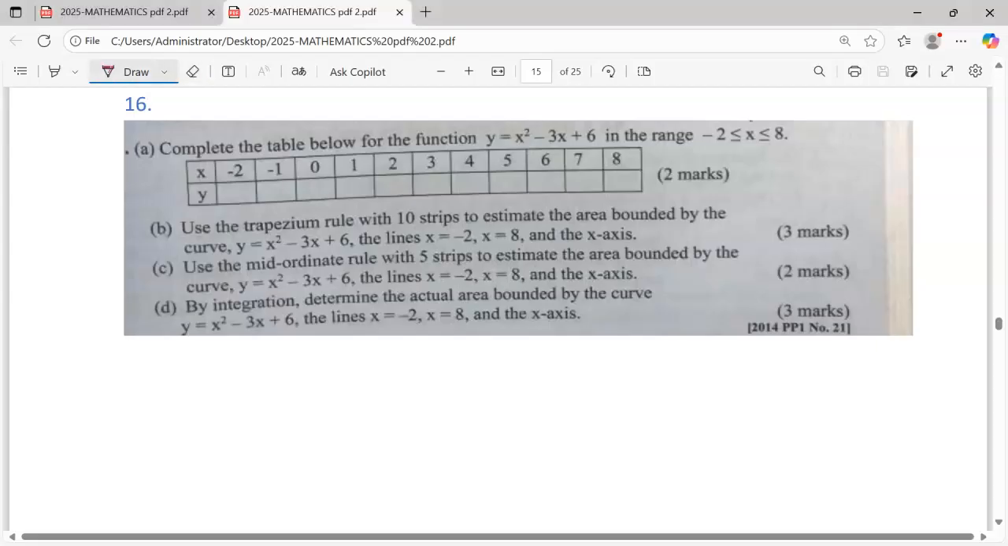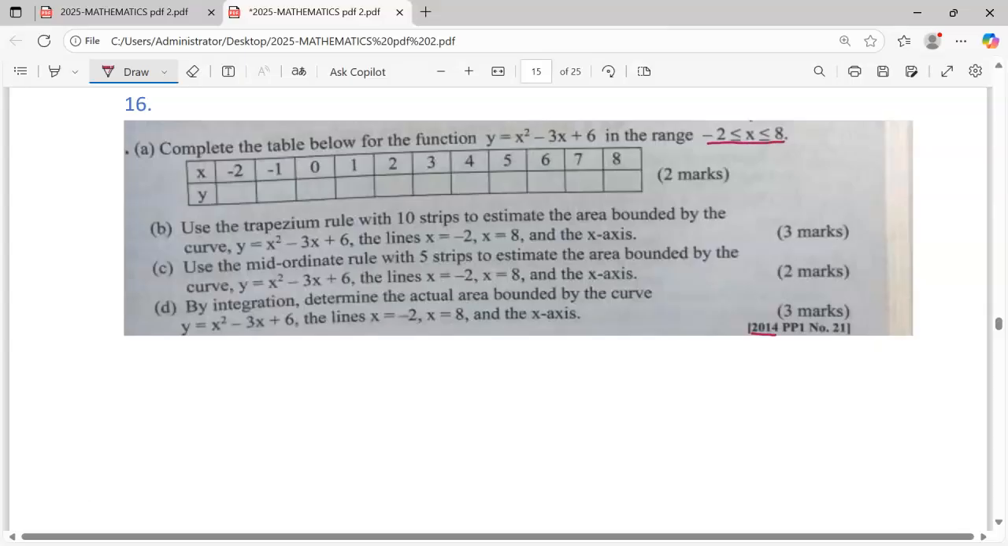We are presenting a question that was done in KCSE 2014 paper 1 question number 21, a question on area approximation. We approximate area using the trapezium rule. We have the mid-ordinate rule and also integration. The first part of the question reads: complete the table below for the function y equals x squared minus 3x plus 6 in the range between x equals -2 and x equals +8.